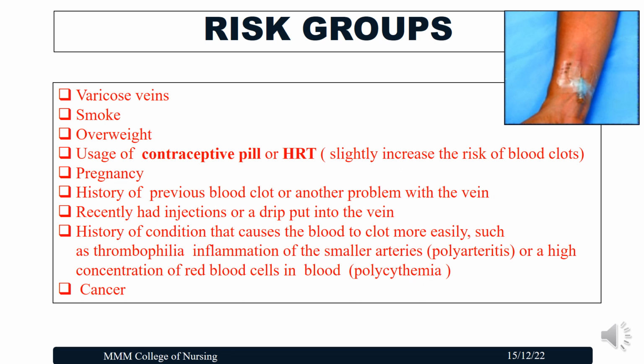Others at risk include pregnancy, a history of any previous blood clot or any other problem with the vein, and recently having had any injections or a drip put into the vein. Also a history of conditions that can cause the blood to clot more easily, such as thrombophilia, inflammation of the smaller arteries, that is polyarteritis, or a high concentration of red blood cells in the blood, or polycythemia. The other risk includes cancer. These are some of the risk factors which can increase the chance of phlebitis.